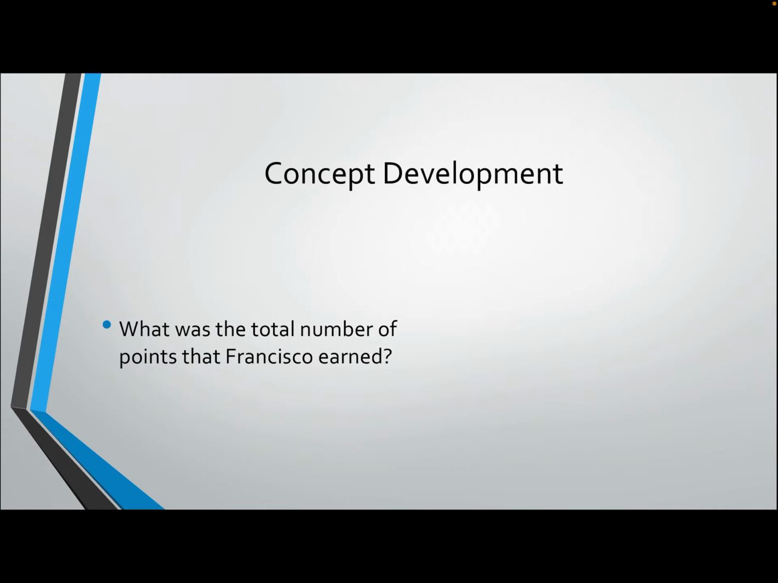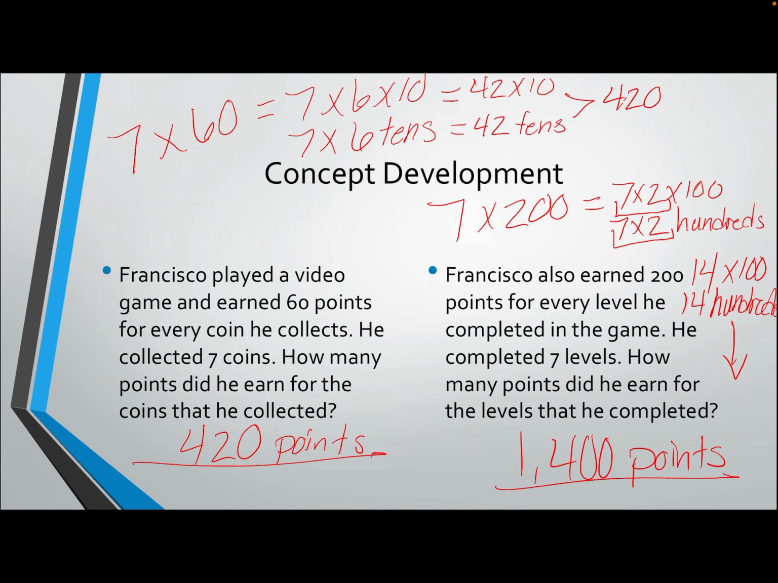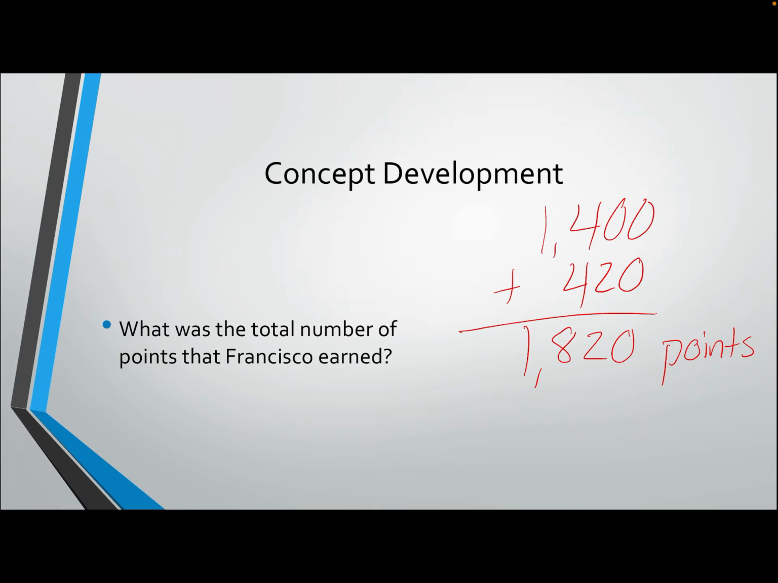In the final part, they want to know the total number of points that he earned. So we take the number of points he earned from the levels, 1,400, and the number of points he earned from the coins, and we're going to add them together. 0 plus 0 is 0, 0 plus 2 is 2, 4 plus 4 is 8, 1 plus 0 is 1. So our final answer is 1,820 points. So you can see that it was a multi-step problem where we had to multiply 2 times and then add whatever our products were together. So whenever you see the word problems, you're going to have to do multiplication and you may have to do another operation.